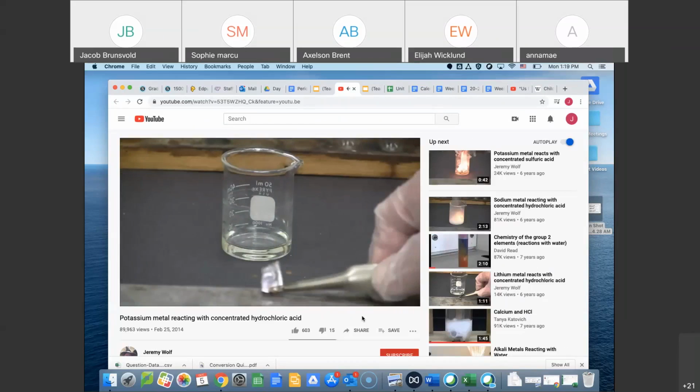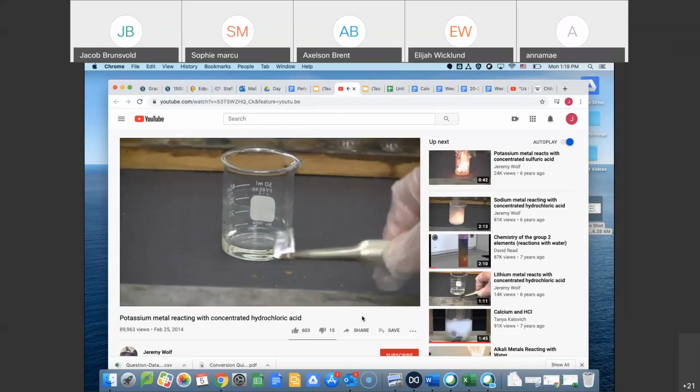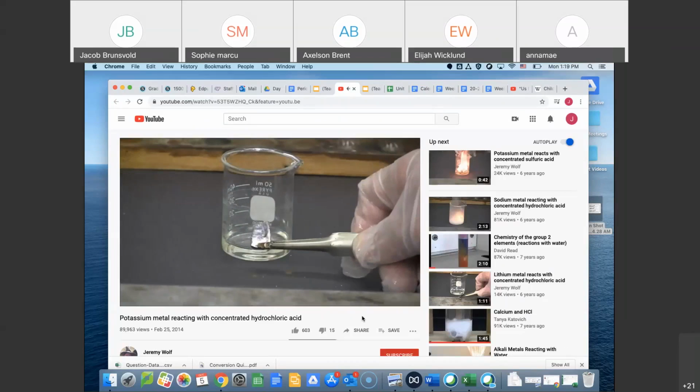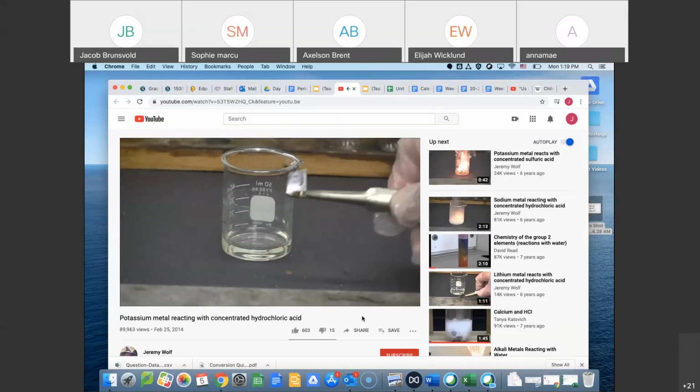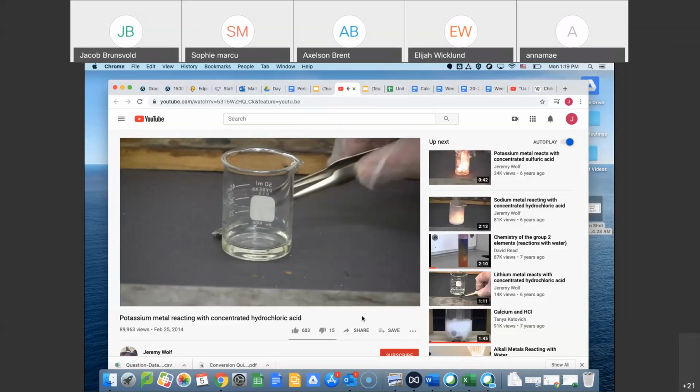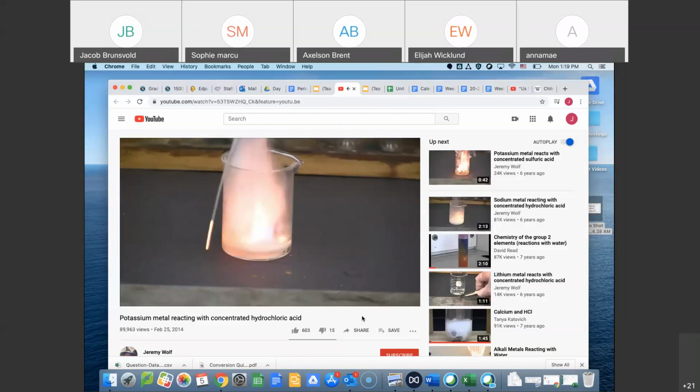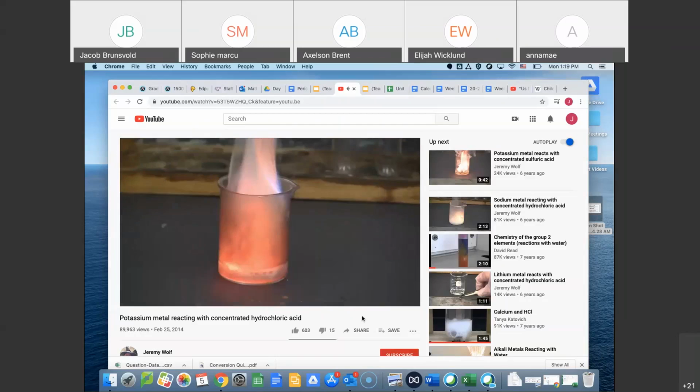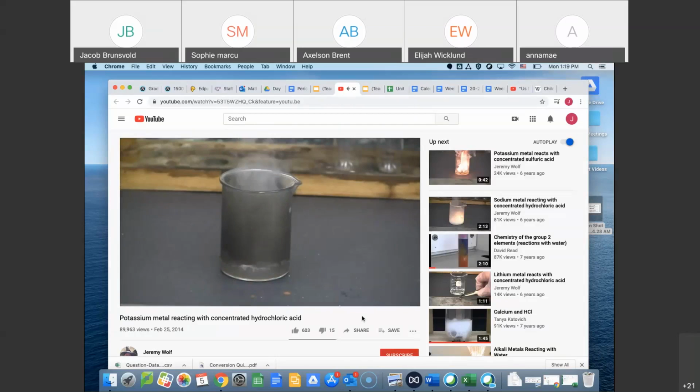You can see the oxide layer is forming again on the potassium metal. It's that reactive right away with the air. Okay, I'm going to add it to the concentrated hydrochloric acid. Excellent.